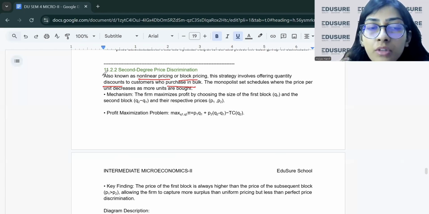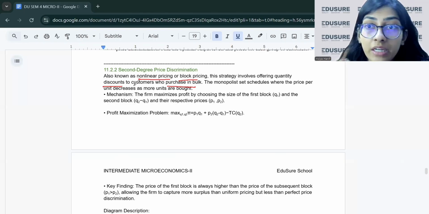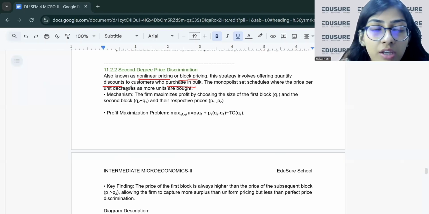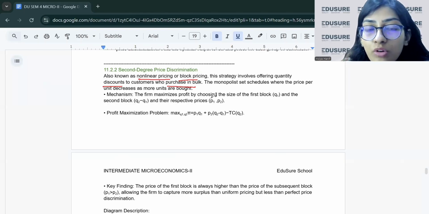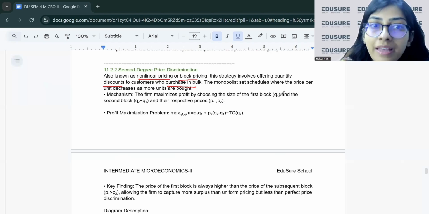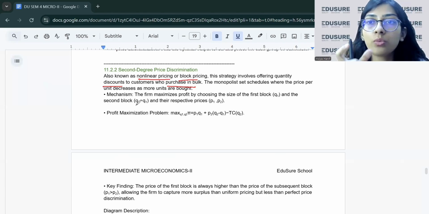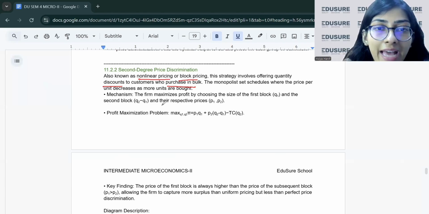Usually, a real life example would be when we go to a wholesale market, right? So bulk is wholesale. So the mechanism: the firm maximizes profit by choosing the size of the first block and the second block, which would be Q2 minus Q1. Q2 minus Q1 would be the extra, right? The additional units and their respective prices.